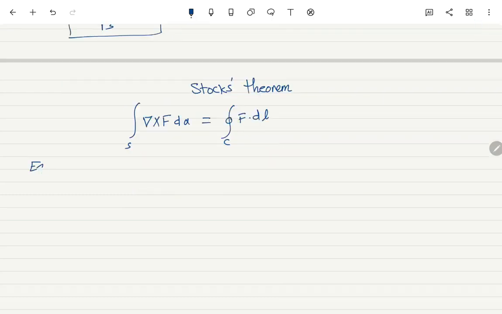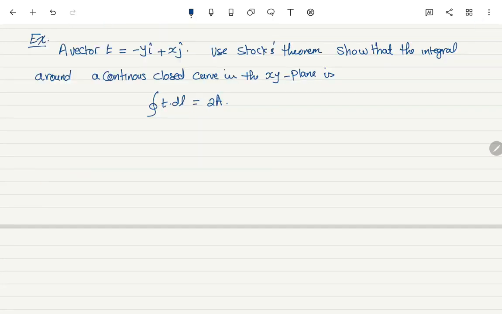Example. If we have a vector t equal to minus y i hat plus x j hat, with the aid of Stokes' theorem, show that the integral around the continuous closed curve in the xy plane is equal to 2a.